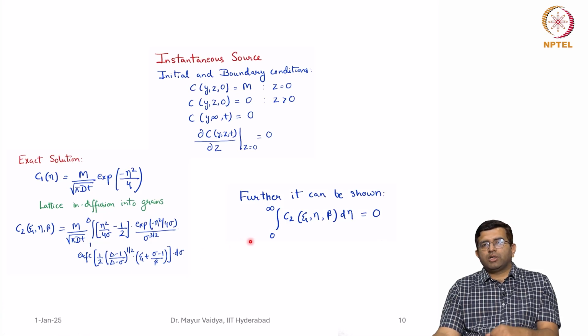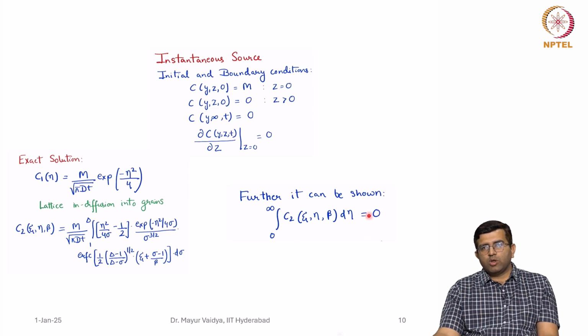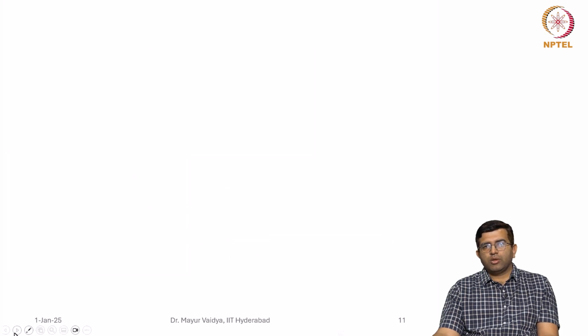And further for this instantaneous source case, it can be shown that the integral from 0 to infinity of C2 basically is equal to 0, which essentially means that the mass actually is conserved, and whatever you had was from C1.